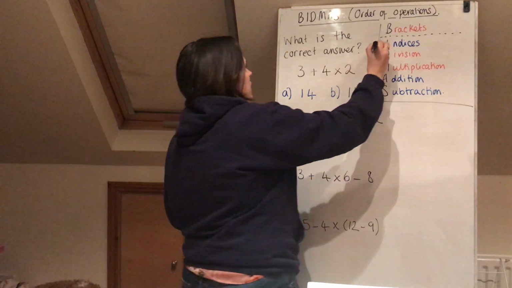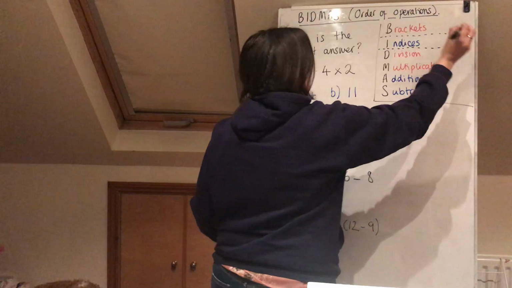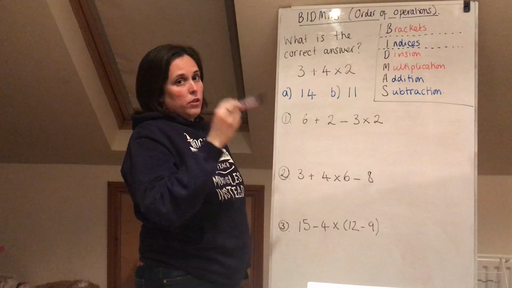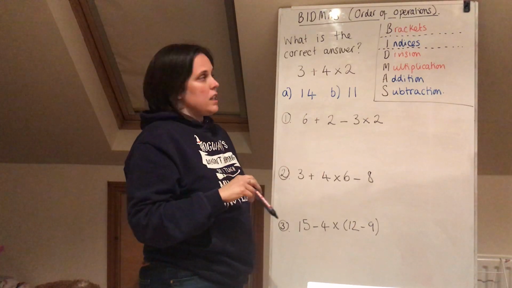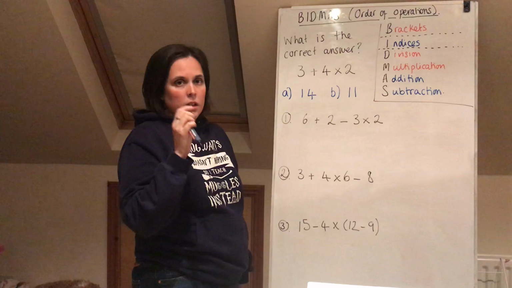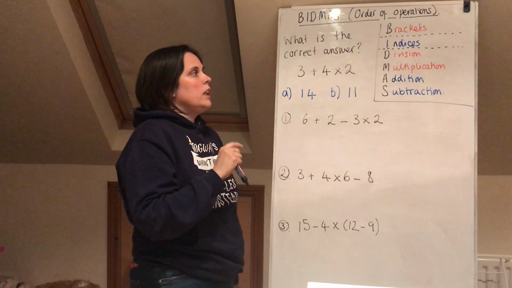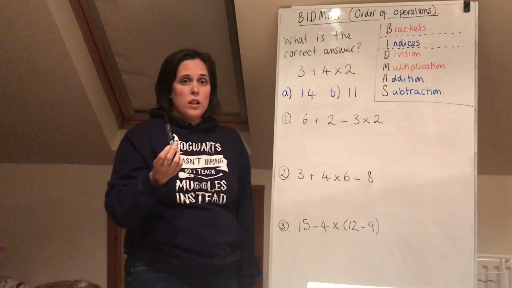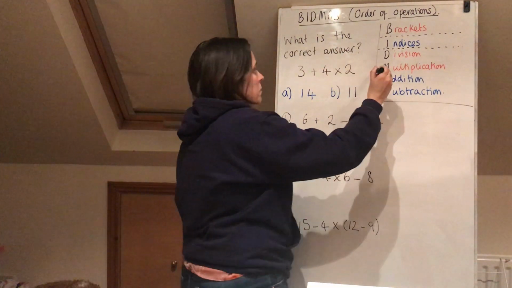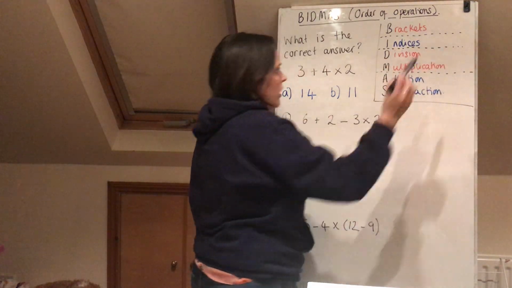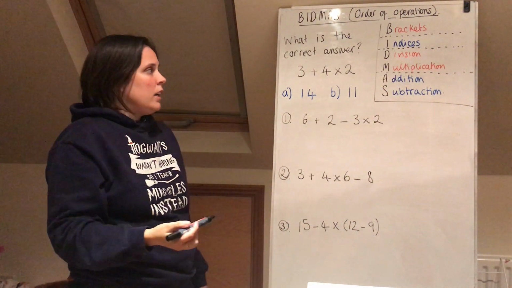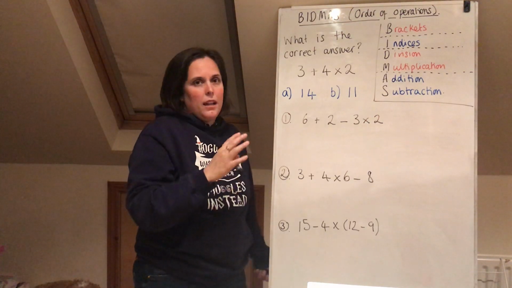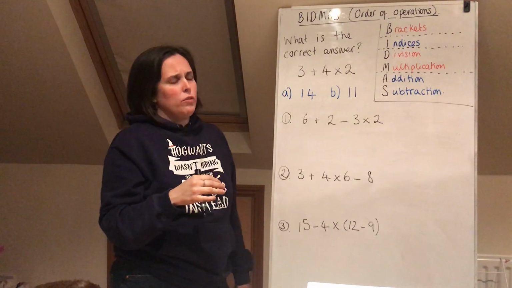Now I'm going to put another line under here, because again, indices comes into its own. It's got its own little category. So the first thing we look for is brackets, second thing we look for is indices. Then the next order that we look for is division and multiplication. Now you'll notice that I've separated out the colours, and I've done that on purpose, because actually division and multiplication, although we say the word BIDMAS, okay, it could have been BIMDAS. It wouldn't have made any difference, although that sounds a bit more funny.